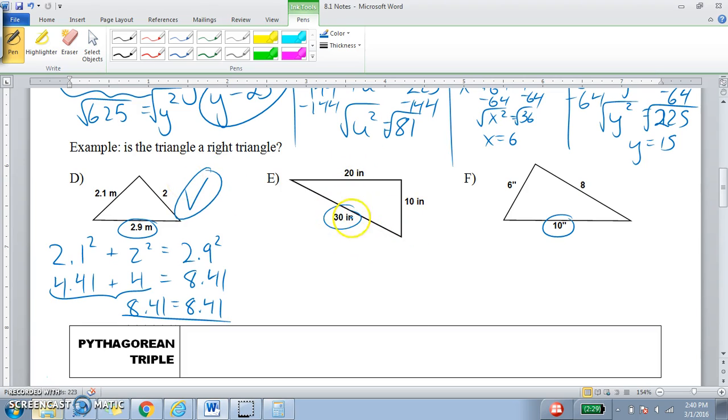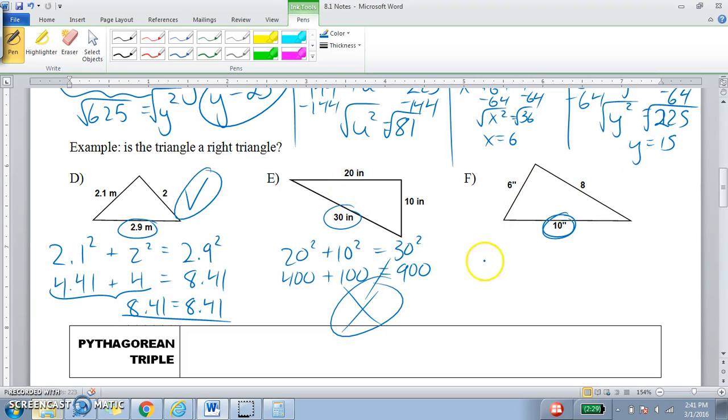For this one, like we said, 30 has to be the hypotenuse, so I'm going to take 20 squared plus 10 squared, see if it equals 30 squared. 20 squared is 400, 10 squared is 100, 30 squared is 900. 400 plus 100 does not equal 900, so this is no. This is not a right triangle.